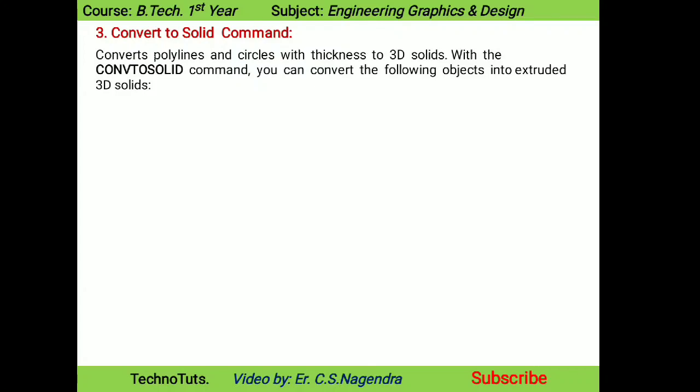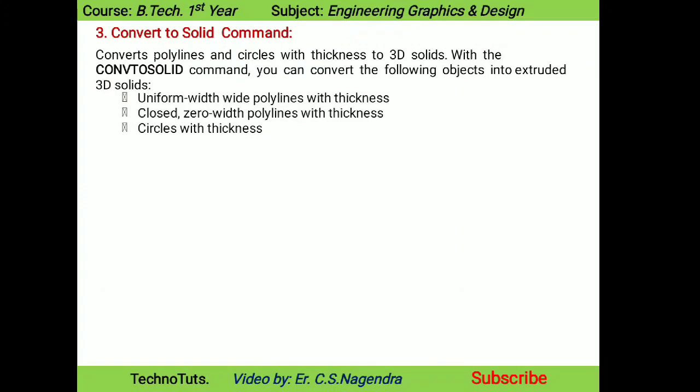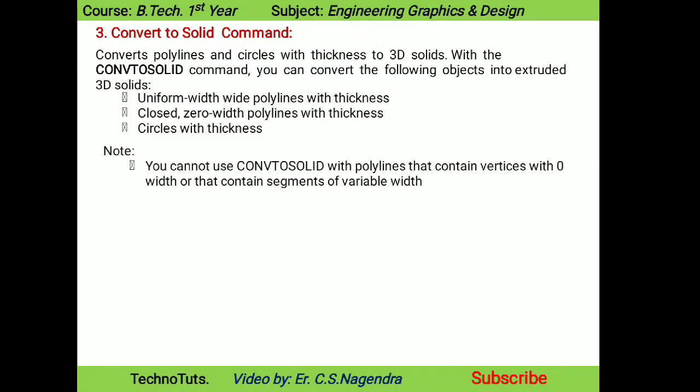Okay students, with the convert to solid command you can convert the following objects into extruded 3D solids. You can convert uniform width polylines with thickness. You can convert closed zero width polylines with thickness. You can convert circles with thickness. Please pay attention: you cannot use convert to solid with polylines that contain vertices with zero width or that contain segments of variable width.